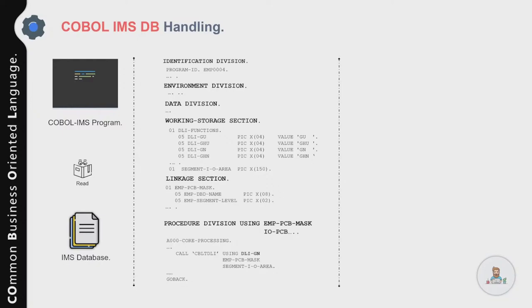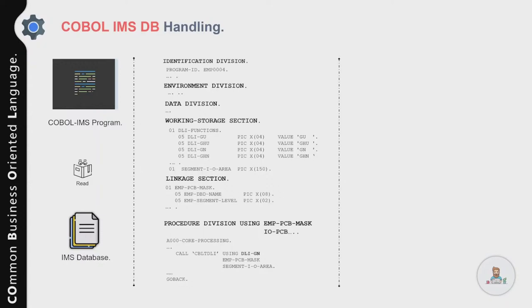Now, in the paragraph A000-CORE-PROCESSING, we have actually used the call statement to request DL/I services. The parameters you code on the call statement specify the operation you want DL/I to perform. In the following call statement, I have used a function variable that is DLI-GN. And this particular variable denotes a function that is Get Next. You can use it to retrieve segment occurrences in a sequence. It is like a standard COBOL read statement.